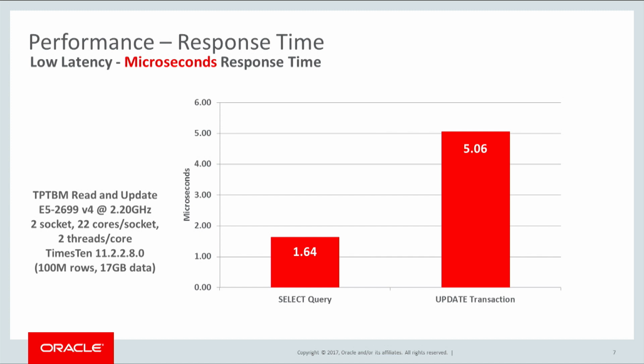Because TimesTen is in memory, the performance of your SQL operations is determined by how fast your CPU goes. The faster the gigahertz and the bigger the L3 cache, the faster things go. This is literally running on 4-year-old hardware, running at 2.2 gigahertz. Higher gigahertz goes faster, and latency goes lower. It's a good thing.